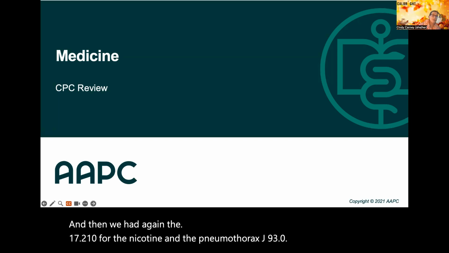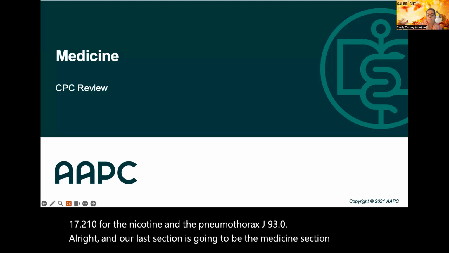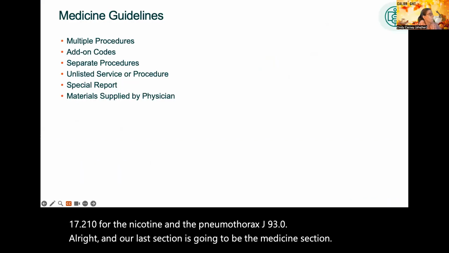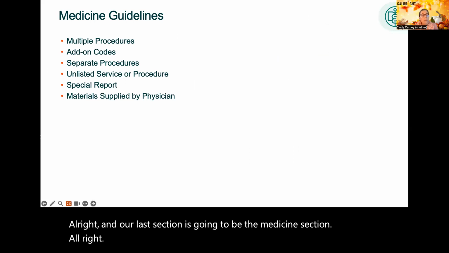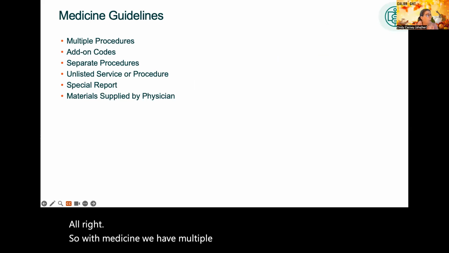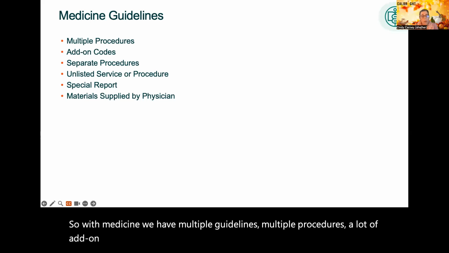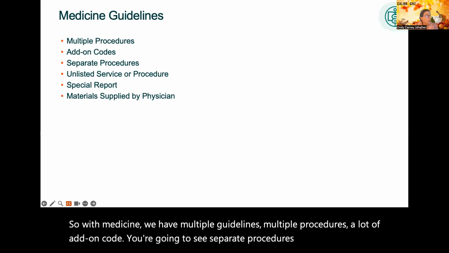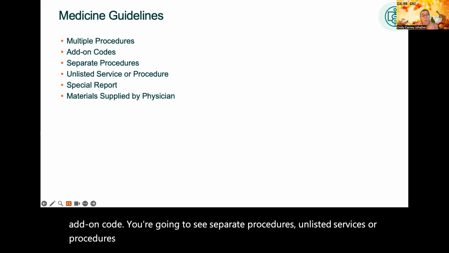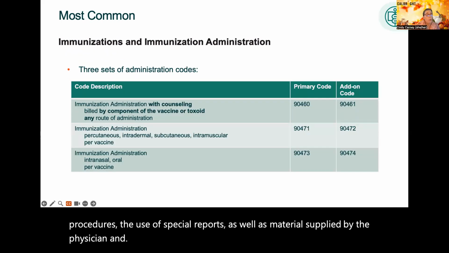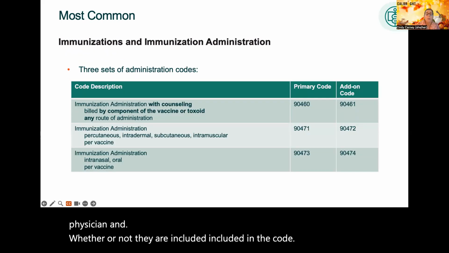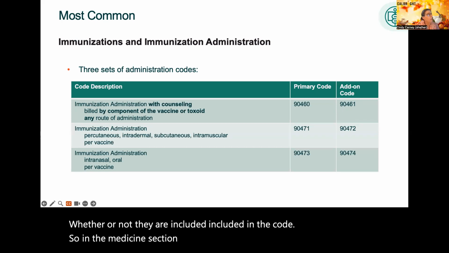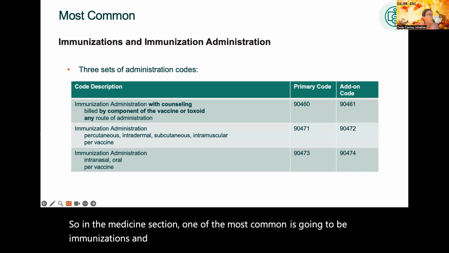All right, and our last section is going to be the medicine section. All right. So with medicine, we have multiple guidelines, multiple procedures, a lot of add-on codes. You're going to see separate procedures, unlisted services or procedures, the use of special reports, as well as materials supplied by the physician and whether or not they are included in the code. So in the medicine section, one of the most common is going to be immunizations and immunization administration.